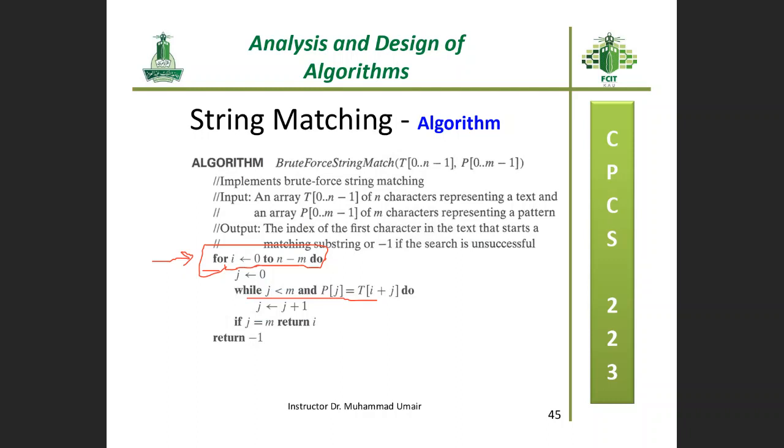Is it clear? So it means every time this inner loop can iterate at most... how much time will it take? This loop will not iterate n minus 1 times. I am talking about the inner loop. It will be iterated at most m times. Is it clear? Okay. So the total running time will be m into n minus m plus 1.